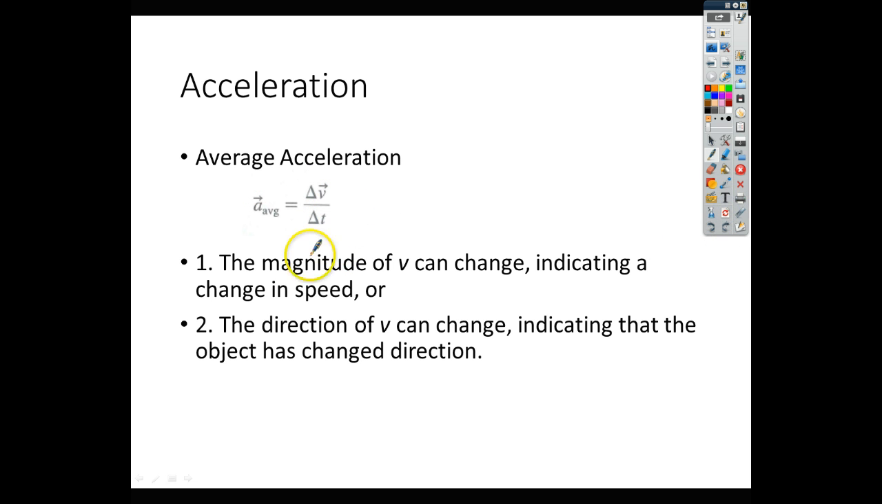There are two ways that we know that an object is accelerating. The first one is we can see that it has a change in speed. Notice there's no arrow above it, so this is really just a change in speed. Or the direction of the velocity can change. If you know that the object has changed direction, we can also say that it is accelerating. You can have either of these, or you can have both. We'll show you that here in an example or two.